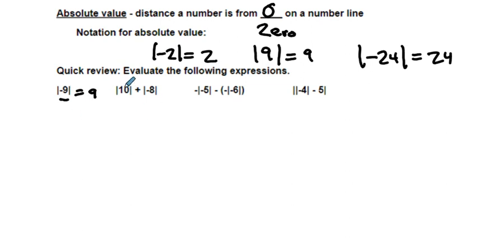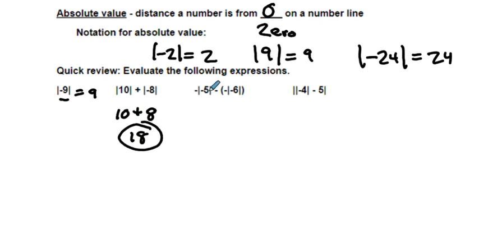The absolute value of a positive number is always just that number. So the absolute value of 10 is 10. How far away is 10 from 0 on a number line? It's 10 units. Plus, the absolute value of -8 is 8, because how far away is -8 from 0 on a number line? It's 8 units. So 10 plus 8 simplifies to 18, and that's our answer.